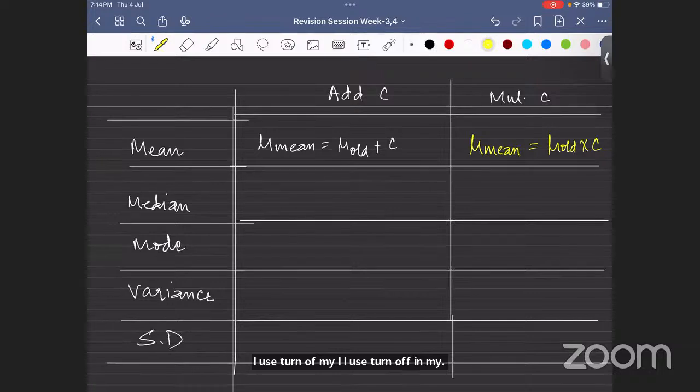So now here the new median would be what? The old times C constant. Here also it will be multiplication. So the median is multiplied with this constant C, whatever was given here.